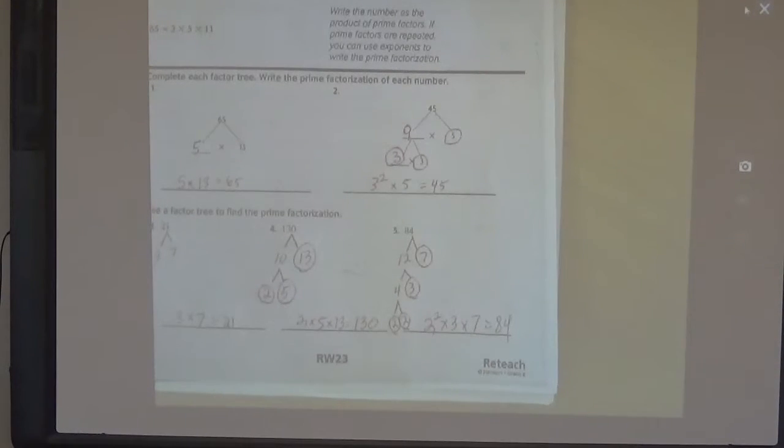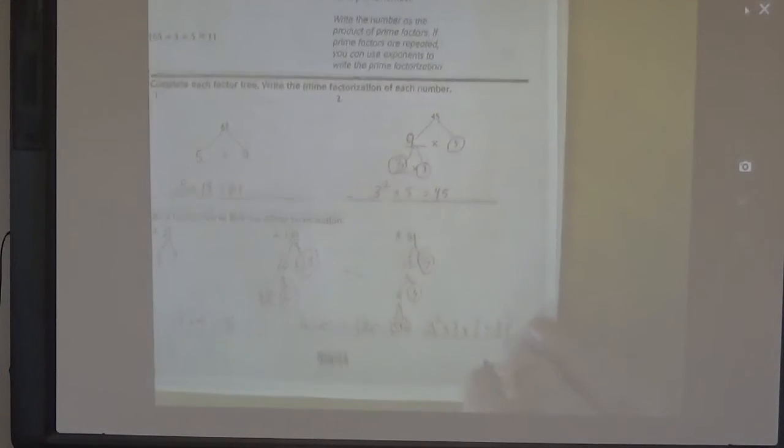Question, Bennett? So I did 2 times 42 equals 84, and then 2 times 21 equals 42, and then 3 times 7. Yep, and then you got 2 times 2. Right. And so then you break 2 times 2 as 2 to the second power, and then times 3, and then times 7.